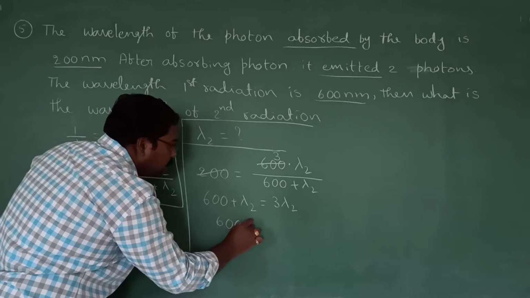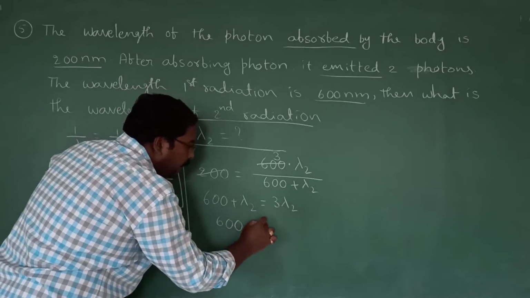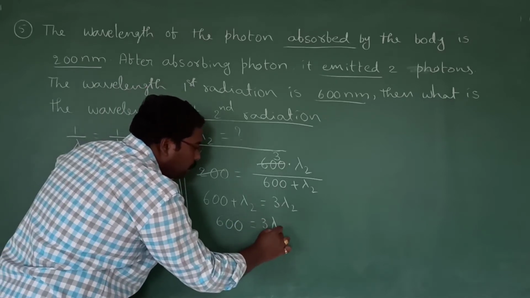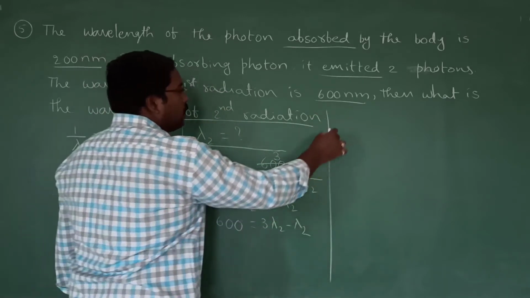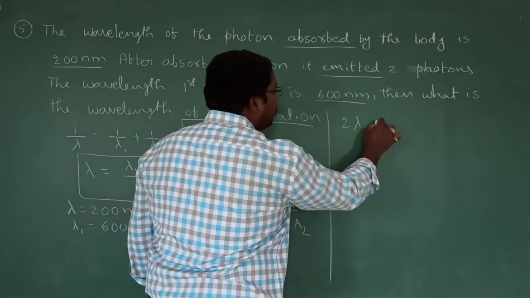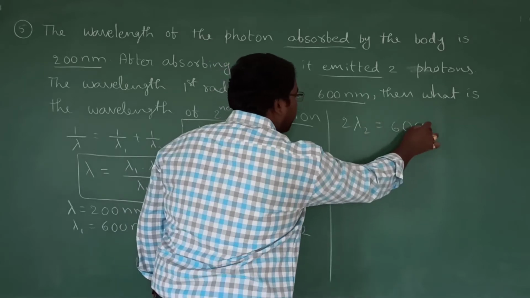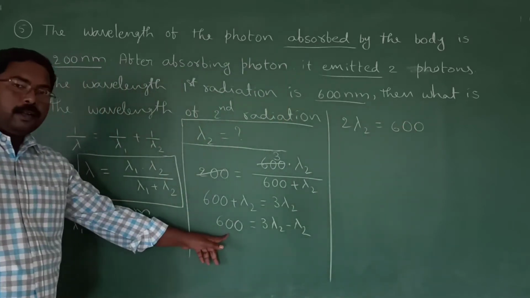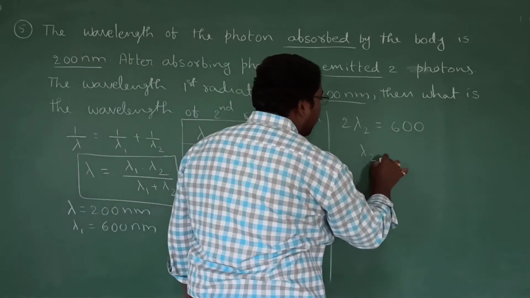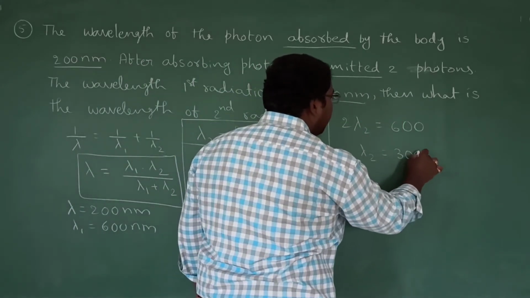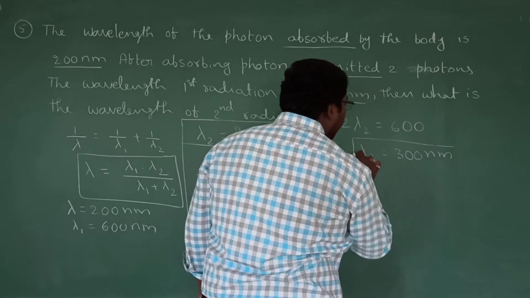600 is equal to 3 lambda 2 minus lambda 2. How much is it? So 2 lambda 2 is equal to 600. Got it? 2 cancels here, 300 times. So lambda 2 we finally got as 300 nanometers.